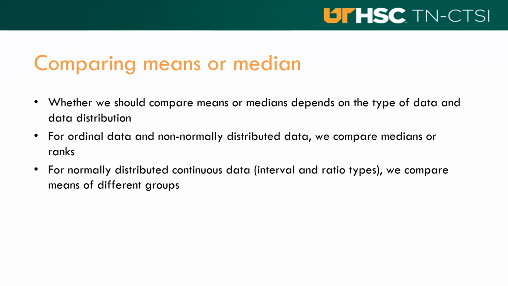So again, whether we should compare means or medians depends on the type of the data, whether it is on an ordinal scale, ratio scale, interval scale, or whether it is categorical, and the data distribution, whether it is normally distributed or not. For ordinal data and non-normally distributed data, we compare medians or ranks. And for normally distributed continuous data on interval or ratio scale, we compare means of the different groups.